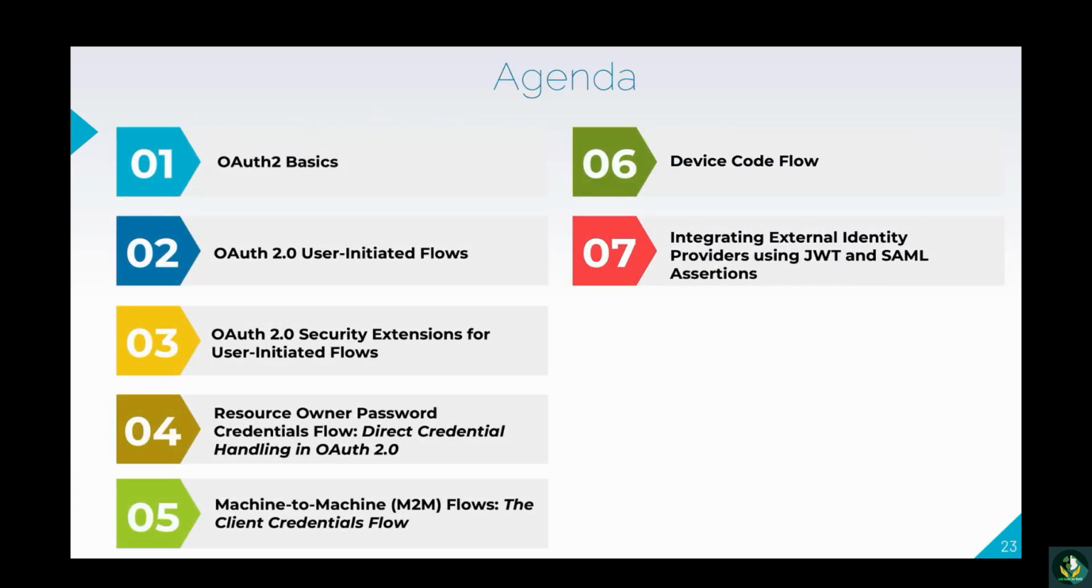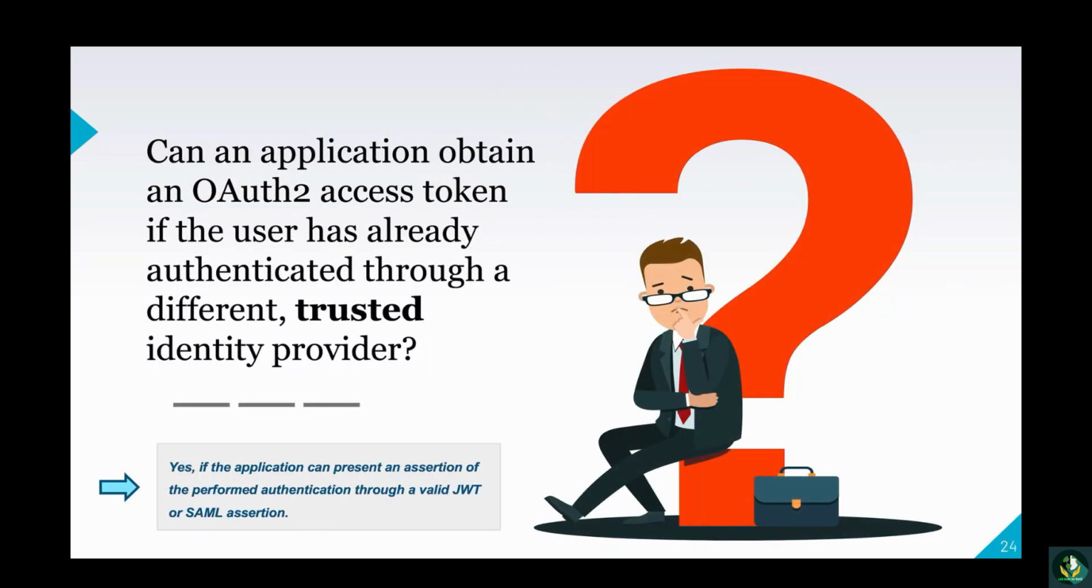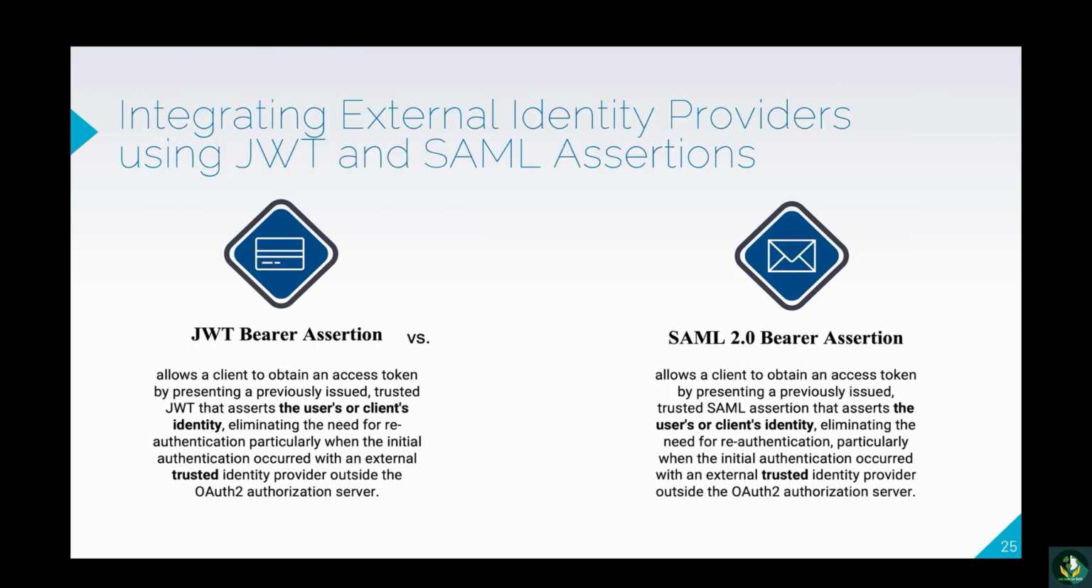Next, Chapter 7, integrating external identity providers with JWT and SAML assertions. In many projects, user authentication needs to occur via an external identity provider. This is common in compliance-driven environments, trusted partner integrations, or phased migrations. In this chapter, we will explore bridging flows that enable seamless integration with external systems like SAML or JWT-based providers. You will gain insights into when these approaches are essential and how to implement them successfully.